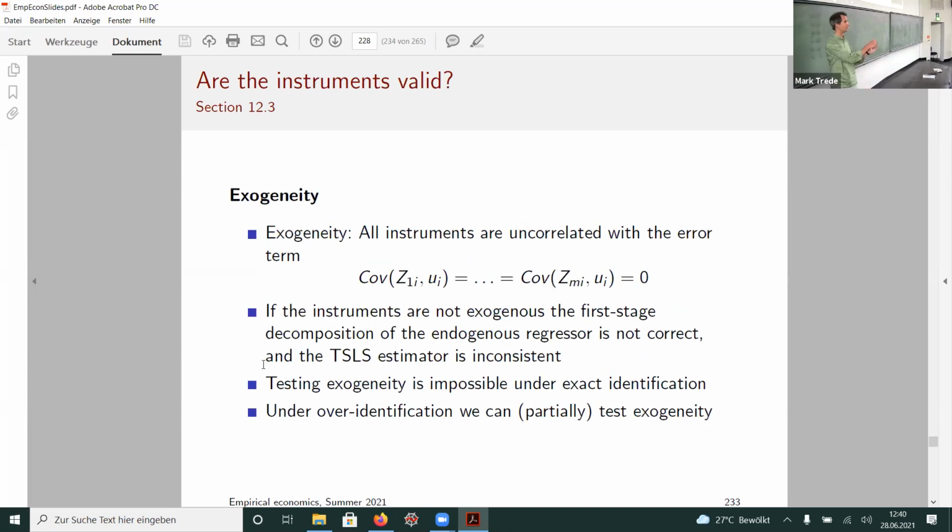Okay, that's the relevance. So we need two properties, relevance and exogeneity. So let's talk about exogeneity next, or are there any questions?